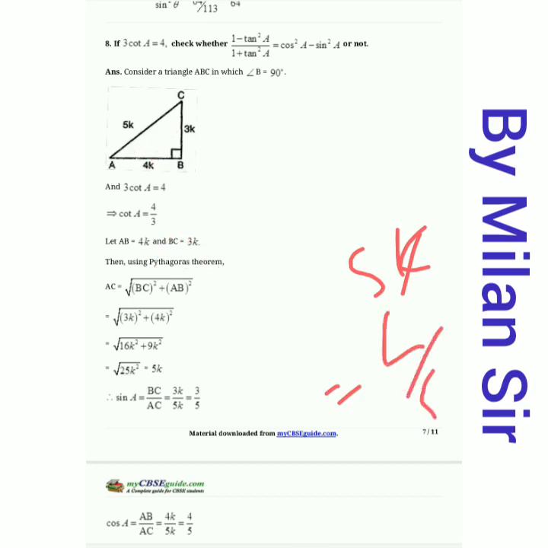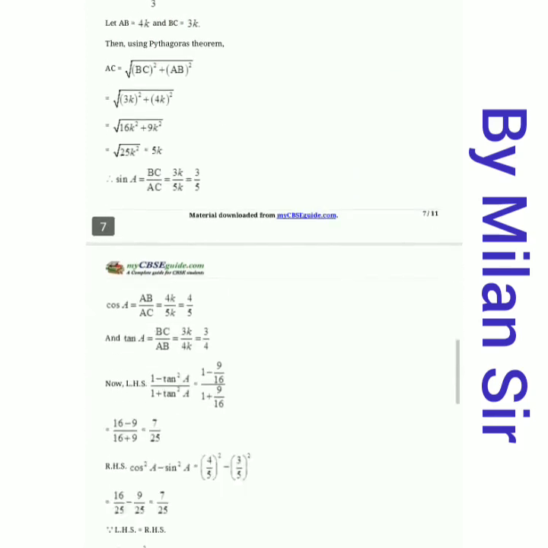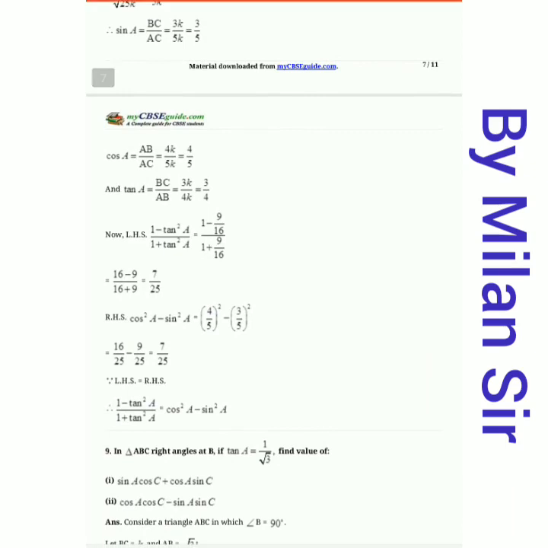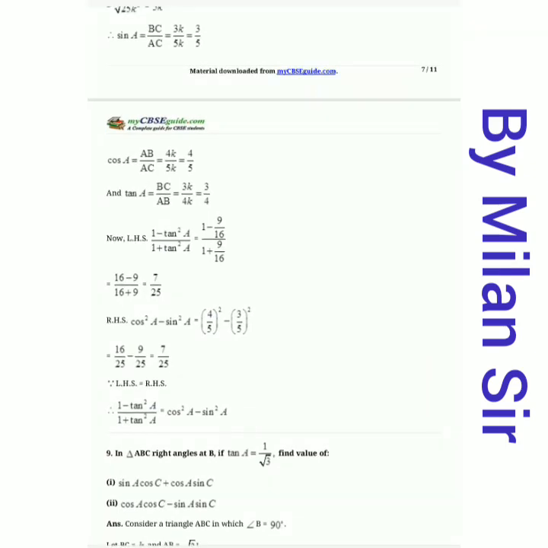Okay, then put this value in left hand side and right hand side. Now left hand side, 1 minus tan square A upon 1 plus tan square A. So 1 as it is and then tan square A, so 3 by 4 square, 9 upon 16. And in denominator again 1 as it is plus tan square A, 9 upon 16.